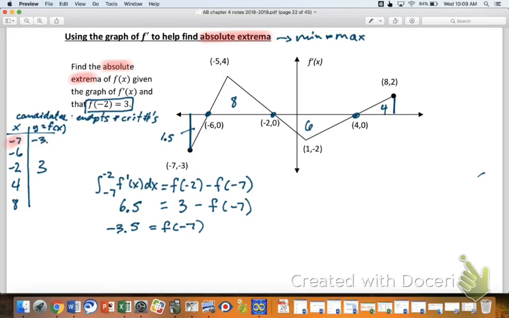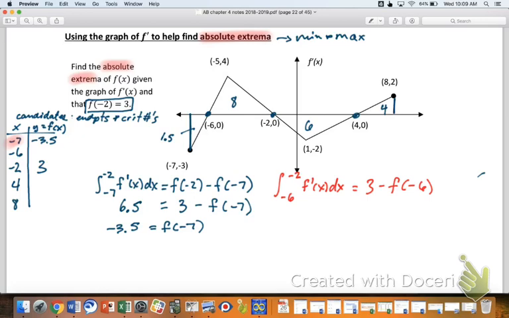Okay, so then what comes after this? Basically the same thing. Same kind of strategy to be able to figure out the other candidates' values. So if I was going to try to figure out what's going on at negative 6, I would go integral from negative 6 to negative 2 of f prime. And that's equal to 3 minus f of negative 6. And then I can do that definite integral pretty easily because I have all my areas set up now.